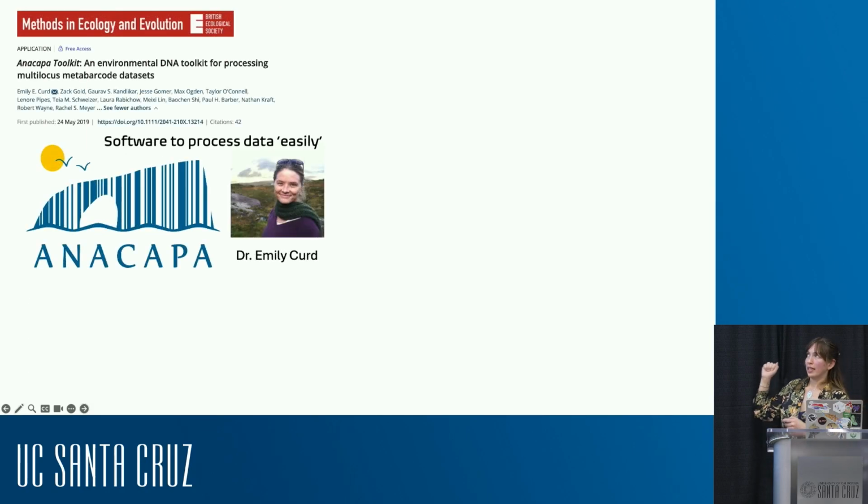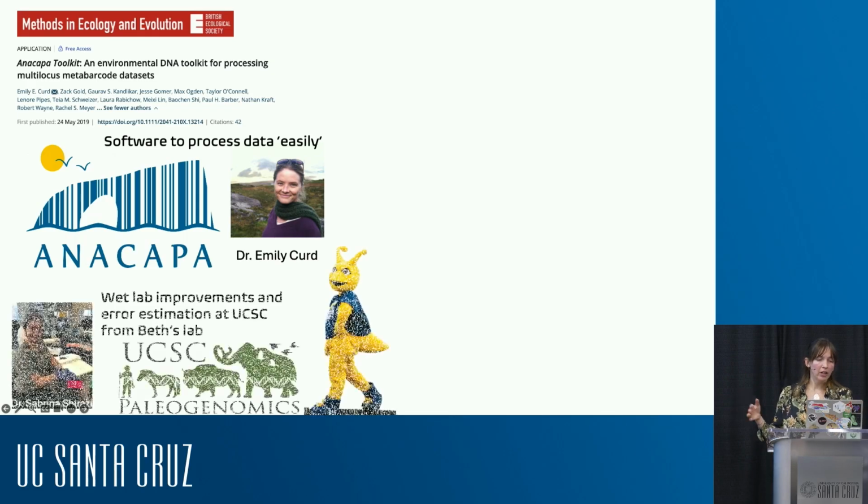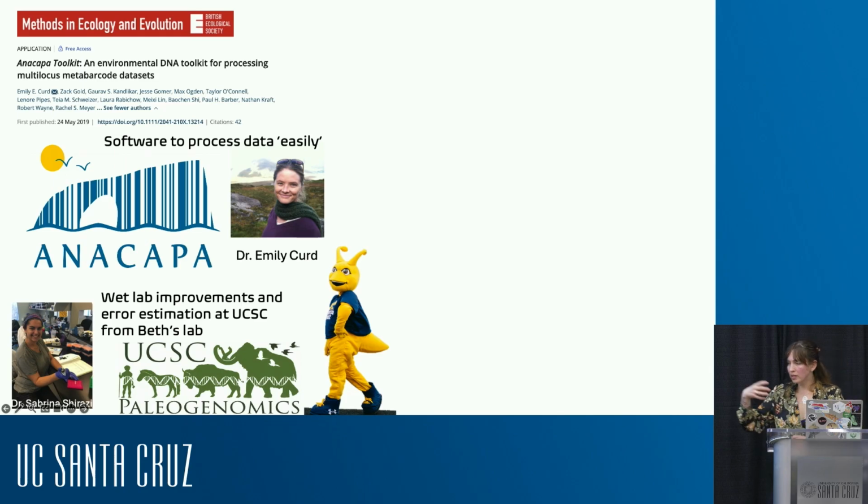Okay, so we keep scaling up the program. We've got momentum. We're excited that eDNA and remote sensing can be combined. We try to make eDNA work easier. So we have software. This was led by Dr. Emily Kurd to produce the sequence data to taxonomic results pretty easily. We have a lot of wet lab improvements that happened largely when we moved to UC Santa Cruz, because the paleogenomics lab had been optimizing all of these different assays and figuring out how much error there was in replication. And so wet lab improvements happened there.